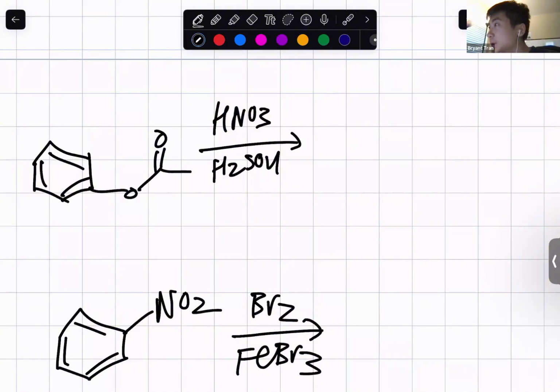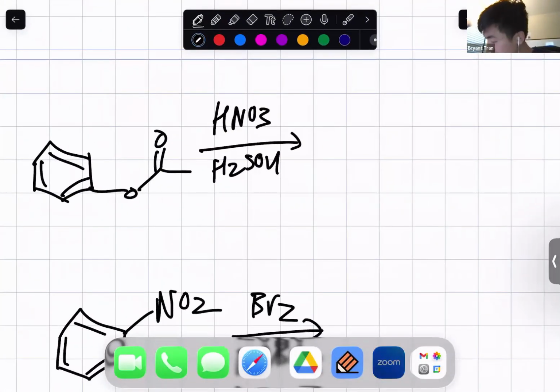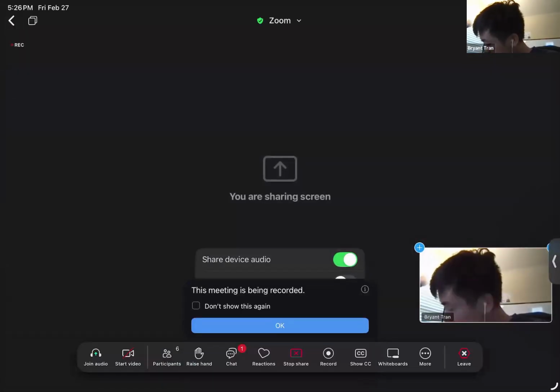Let me show you the list of EDGs and EWGs here, because there are strengths to these. Let me just copy and paste this over, so then I can show you guys, so you guys can do the problem, and explain it to you as well.